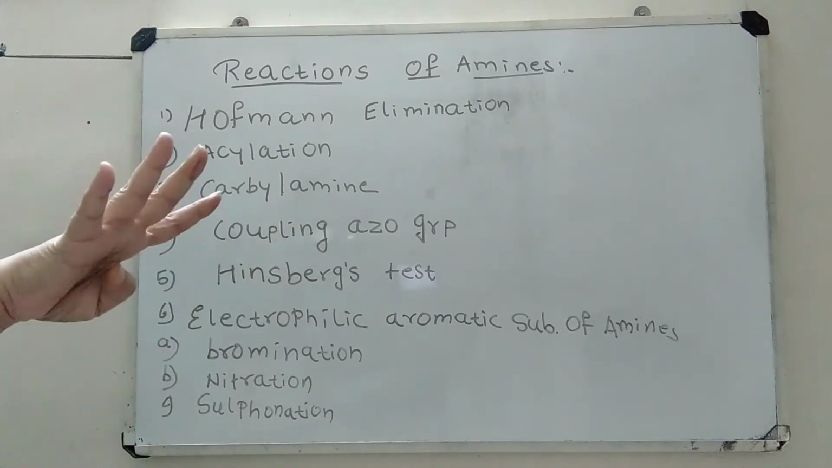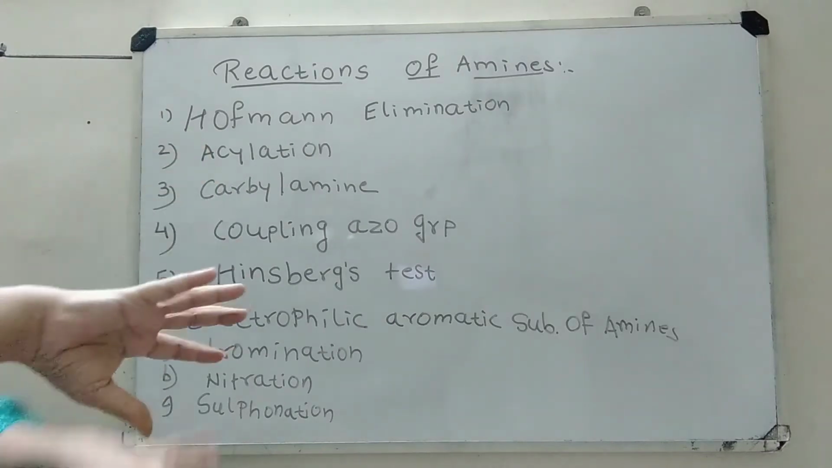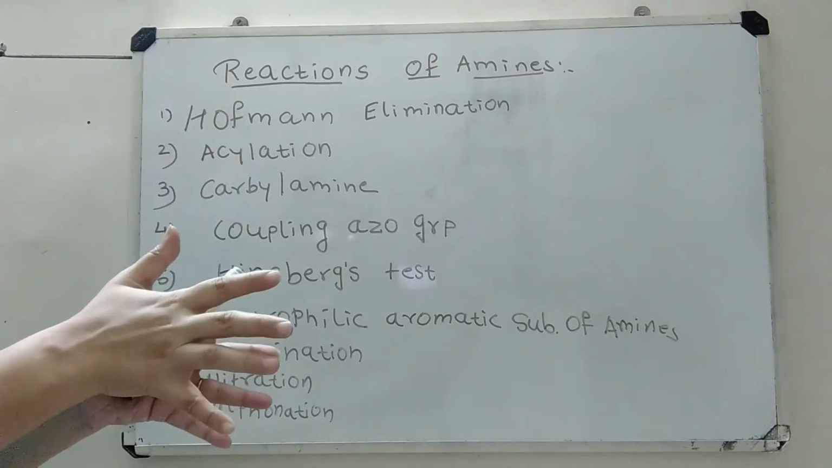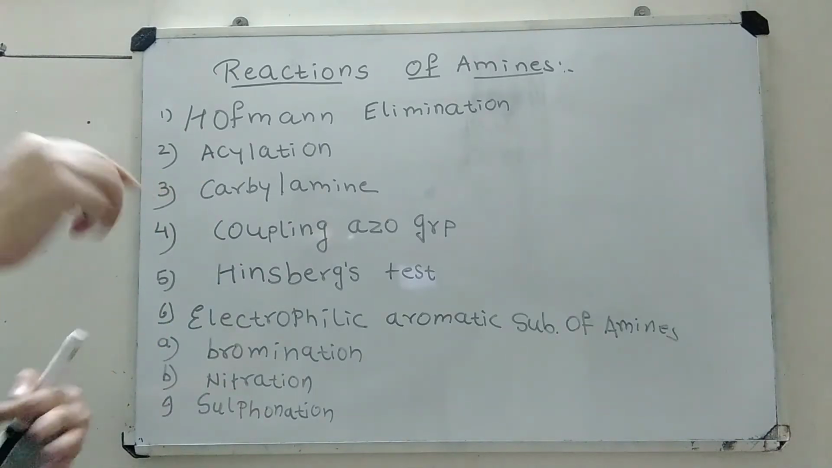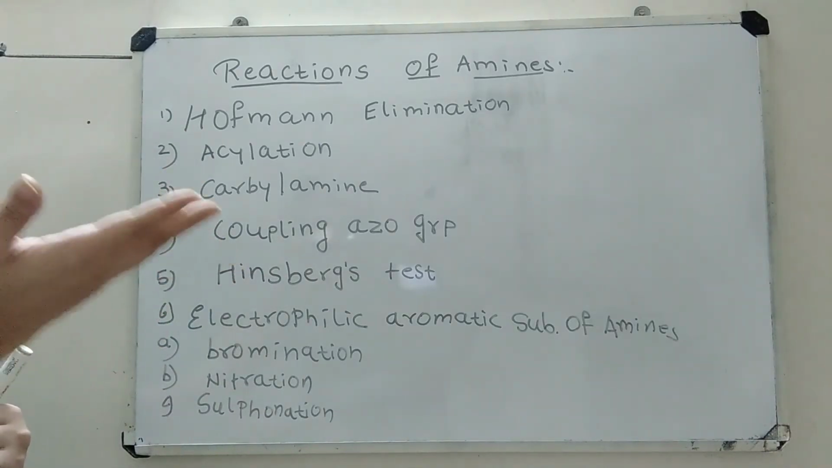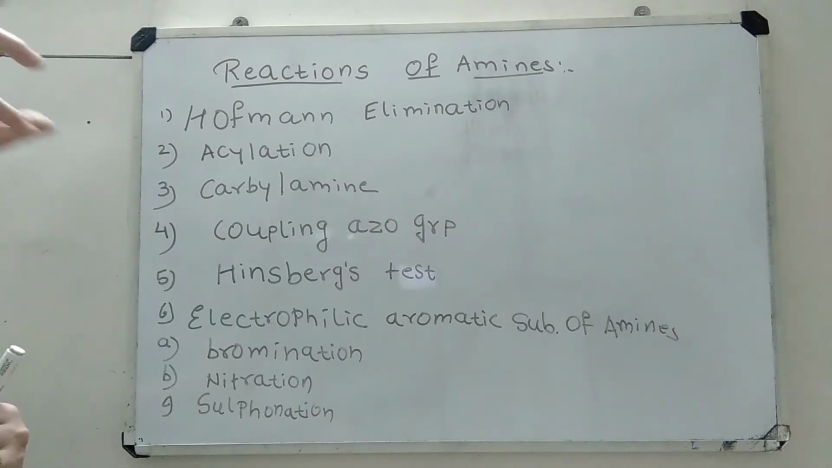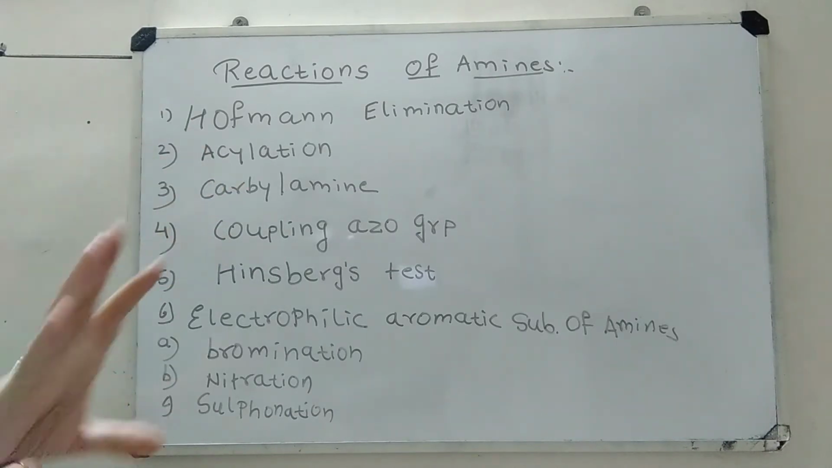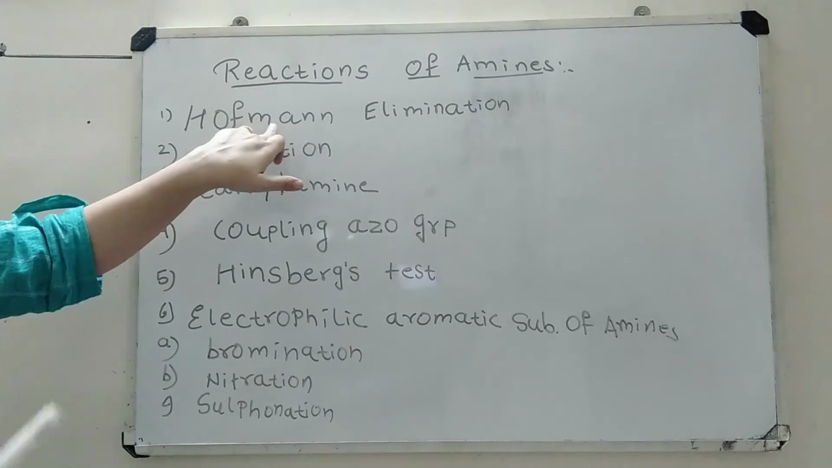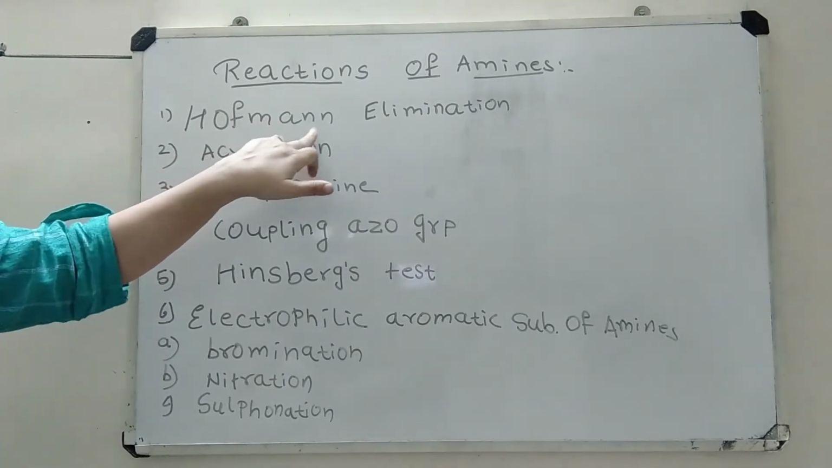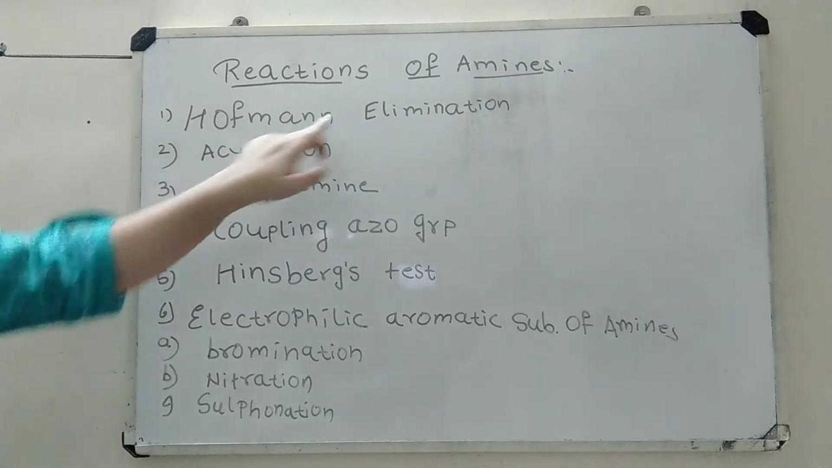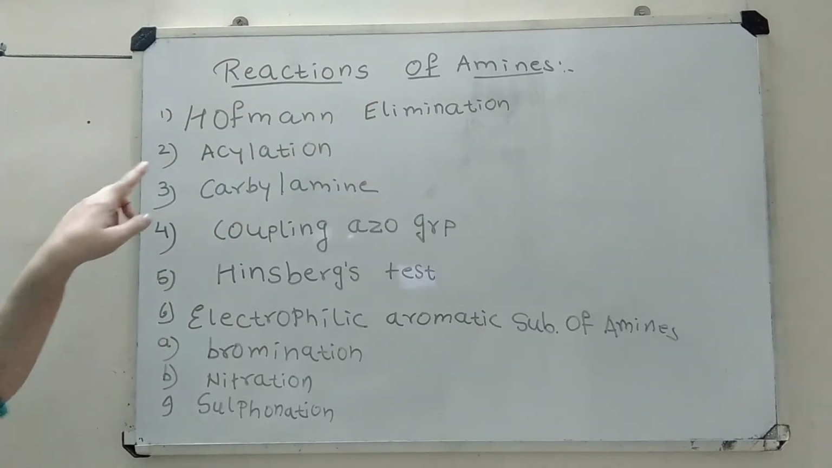Quaternary means four times, four alkyl groups surrounded with the nitrogen, and due to the lone pair of electrons on the nitrogen, it is again replaced by the halogen, which is known as the quaternary ammonium halide. So by the quaternary ammonium halide, this Hoffman elimination reaction takes place to form the alkene.